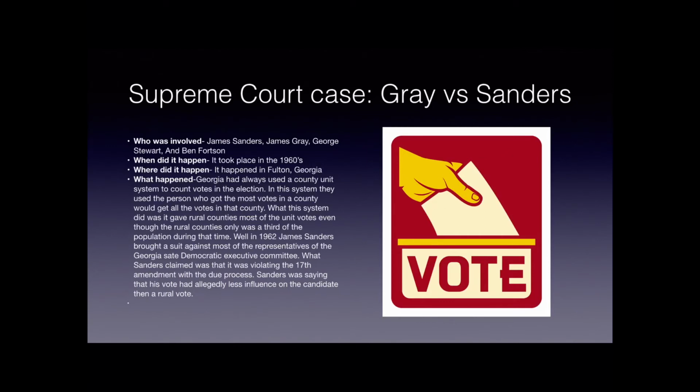Well, in 1962, James Sanders brought a suit against most of the representatives of the Georgia State Democratic Executive Committee. What Sanders claimed was that it was violating the 17th Amendment with the due process. Sanders was saying that his vote had allegedly less influence on the candidate than a rural vote.